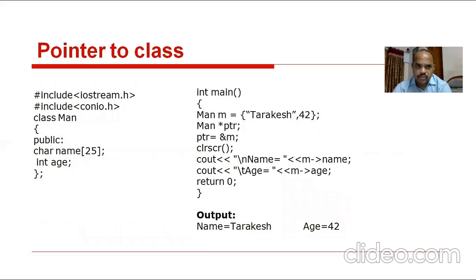Next, pointer to classes. How do we define it? This is a class, the man class. How do we define a pointer variable, a pointer to class? Here man *ptr, where ptr is a pointer variable and m is an object of the man class. m is an ordinary object, ptr is a pointer object. ptr = &m assigns the address into the pointer variable.